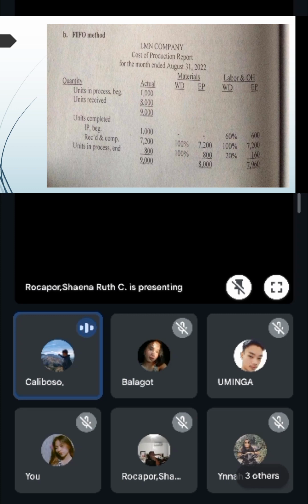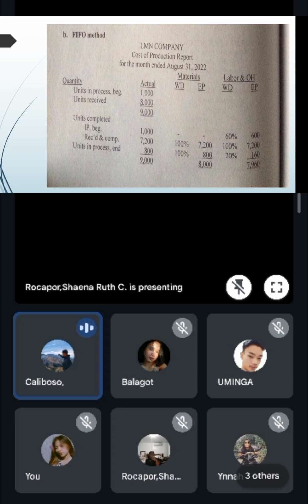So, we have a quantity. Units, and yung actual natin ng units in process beginning is 1,000. Tapos yung units received naman natin is 8,000. So, total niya is 9,000. So, yung units completed naman is... inventory process natin is 1,000.